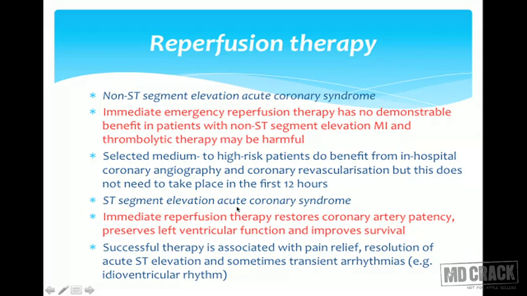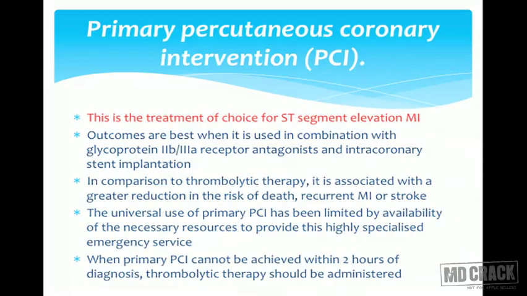In ST segment elevation acute coronary syndrome, immediate reperfusion therapy restores coronary artery patency, preserves left ventricular functions, and improves survival. Therefore, successful therapy is associated with pain relief, resolution of acute ST segment elevation, and sometimes the transient arrhythmias also. Hence, this is the treatment of choice for ST segment elevation myocardial infarction, early reperfusion therapy. Outcomes are best when it is used in combination with glycoprotein 2B/3A receptor antagonist and intracoronary stent implantation.